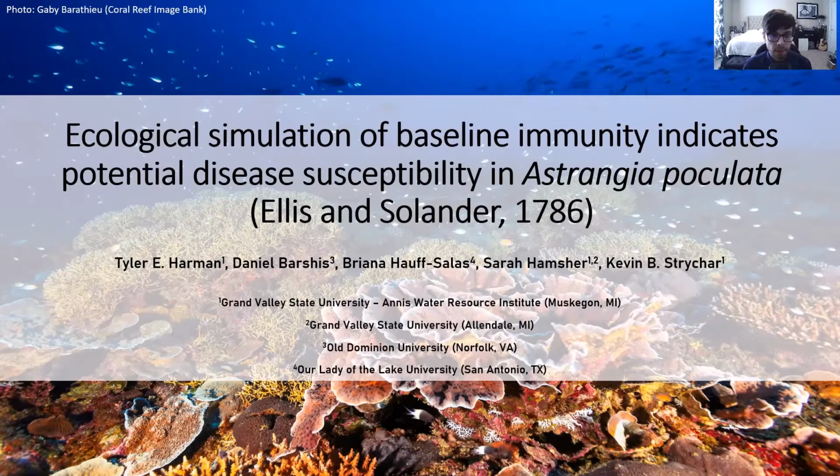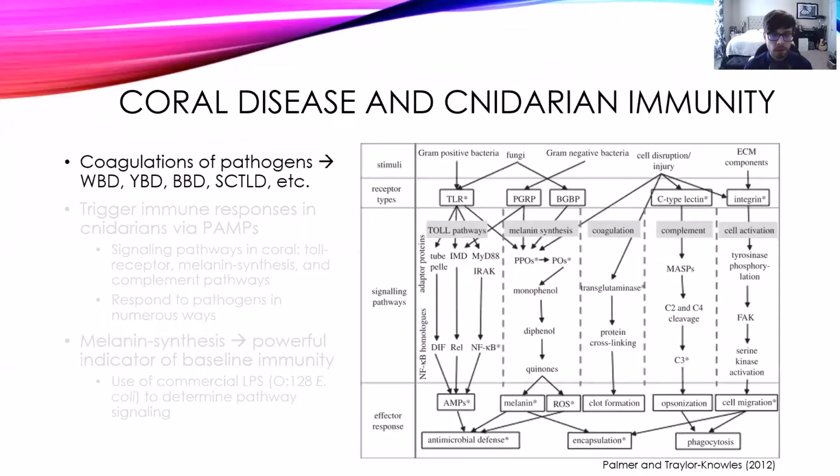And today I'm going to present some of my thesis research that looks at ecological simulation of baseline immunity in Astrangia poculata. Coral diseases have been suggested to involve a combination of different pathogens, all to enact a particular disease, such as white band, black band, and more currently, stony coral tissue loss disease.